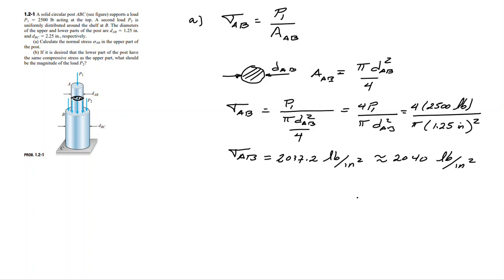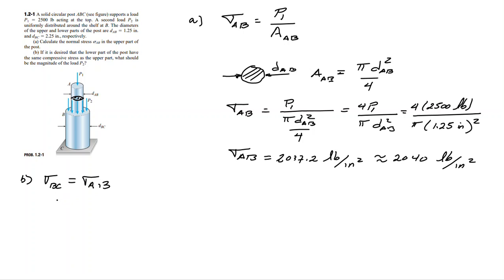Now, what is the next thing we have to do? We want to find the magnitude of P2 such that the stress in this region is equal to the stress in this other region. So we have to start by saying that the compressive normal stress in BC must be equal to the compressive normal stress in AB. We know the magnitude of this compressive normal stress in AB, that is 2,040 pounds per square inch.